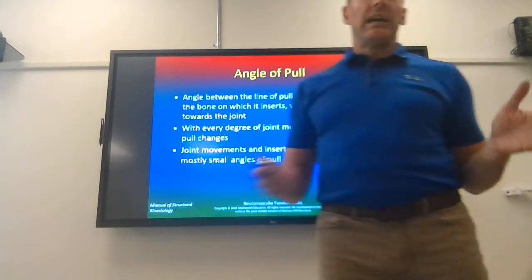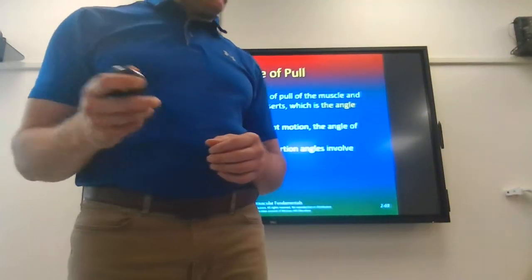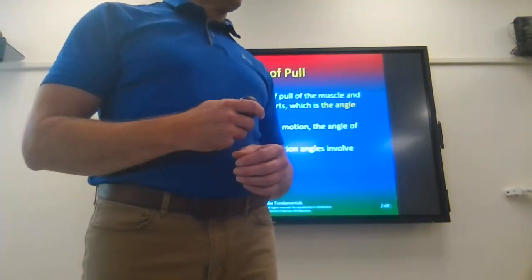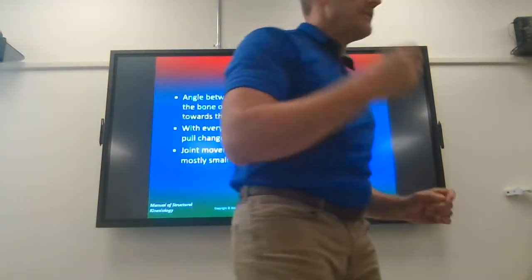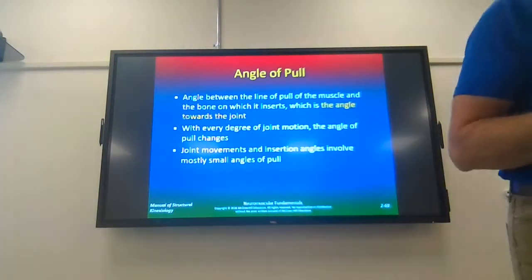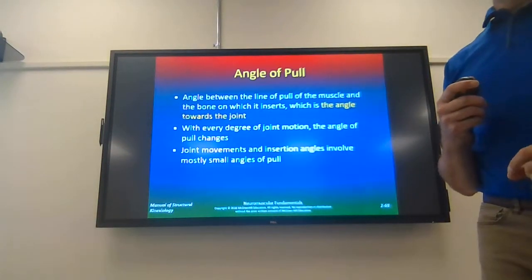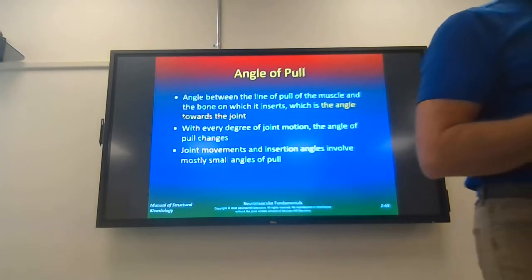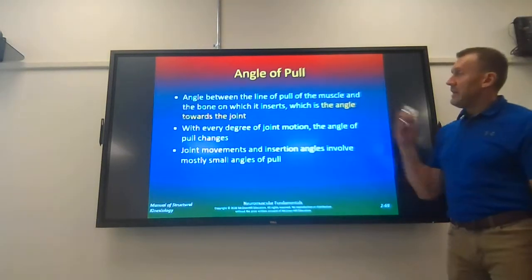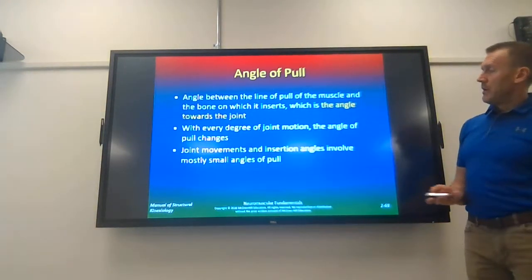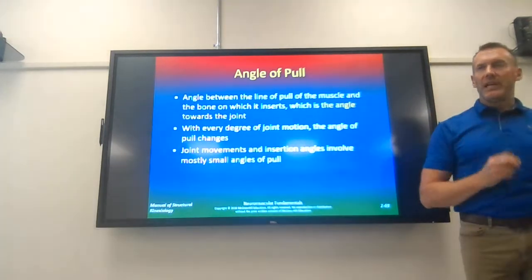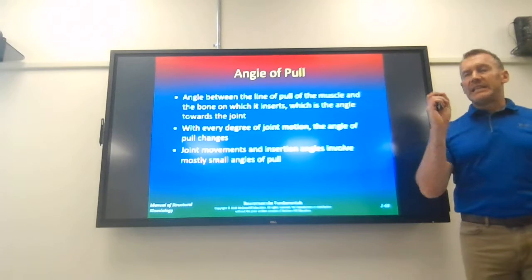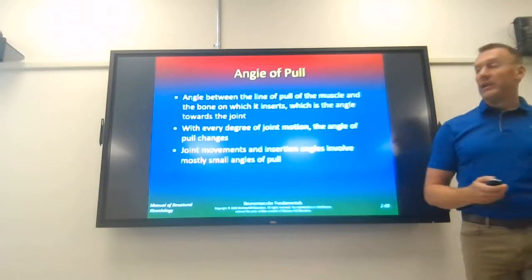Okay, so the next factor that affects force production is the angle of pull. Angle of pull. So what tissue attaches muscles to bones? Tendons. Okay, so we're talking about the angle of the tendon relative to the bone. That's the angle of pull. So it's the insertion angle. I like that, the insertion angle. At what angle is the tendon pulling on its attachment point?